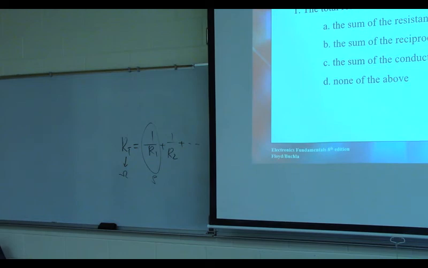Is this clear or not? Still confused? Look at the B. What does that mean? The total resistance equals the sum of the conductors. That is, you don't even need to try. That's like saying cat equals dog. No way.